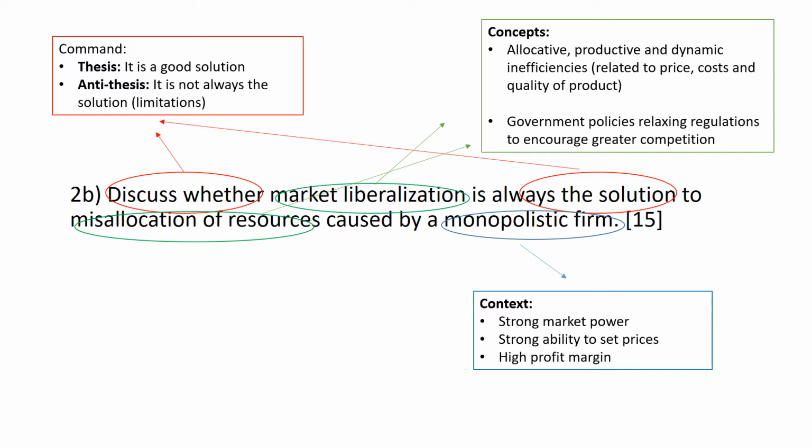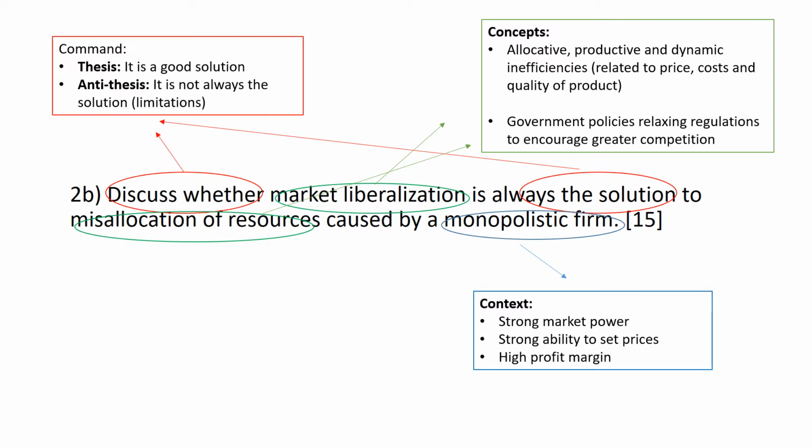Very quickly, strong market power enables it to exploit the consumer surplus of consumers. The ability to set prices high makes goods and services very expensive for consumers, and consumers may not be able to enjoy different types of products because of the barriers to entry. So we need to find a way to link this context to how it causes misallocation of resources before we can then talk about how market liberalization helps to be that solution. So these are the 3Cs, and it's supposed to help you frame your essay even before you start.